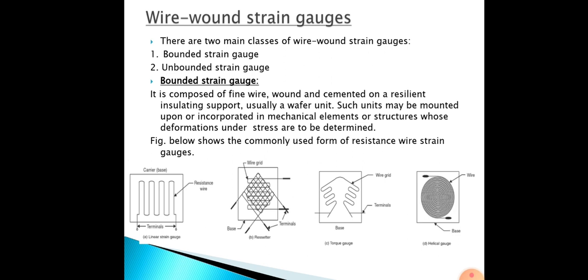How are they done? The first one you can see is a linear strain gauge. The second one is the rosette. Then the next one is the torque gauge. The last one is the helical gauge. The next one is the unbonded strain gauge.